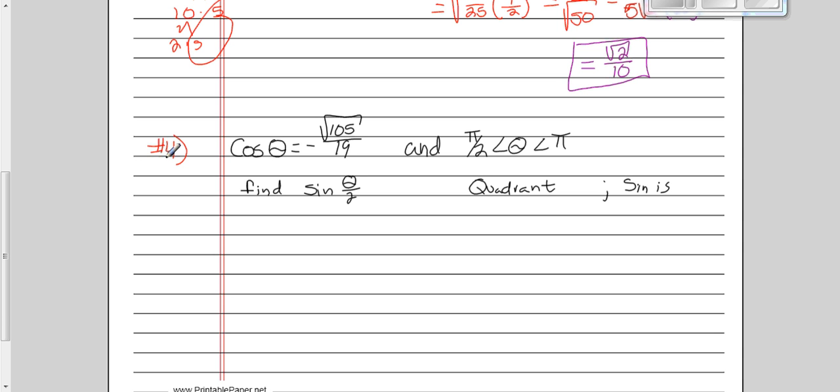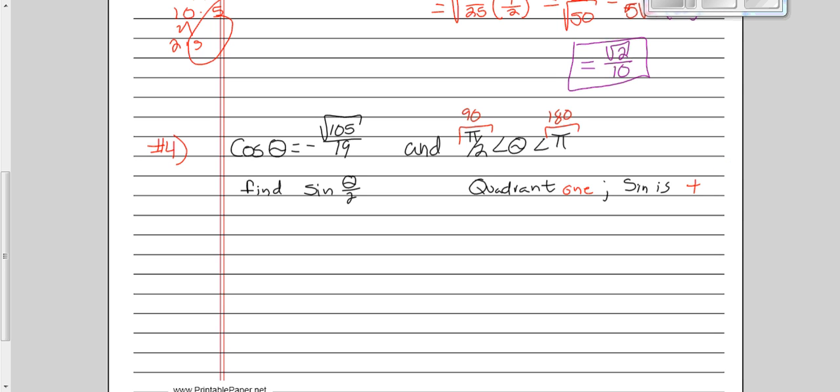Alright, so I'm going to attack this the same way. I'm going to first look at my angles over here. I know my angle theta is between 90 and 180, which tells me that the half angle, if I use that little section on top to help me out, is going to be in quadrant 1, which means that sine is positive over there.